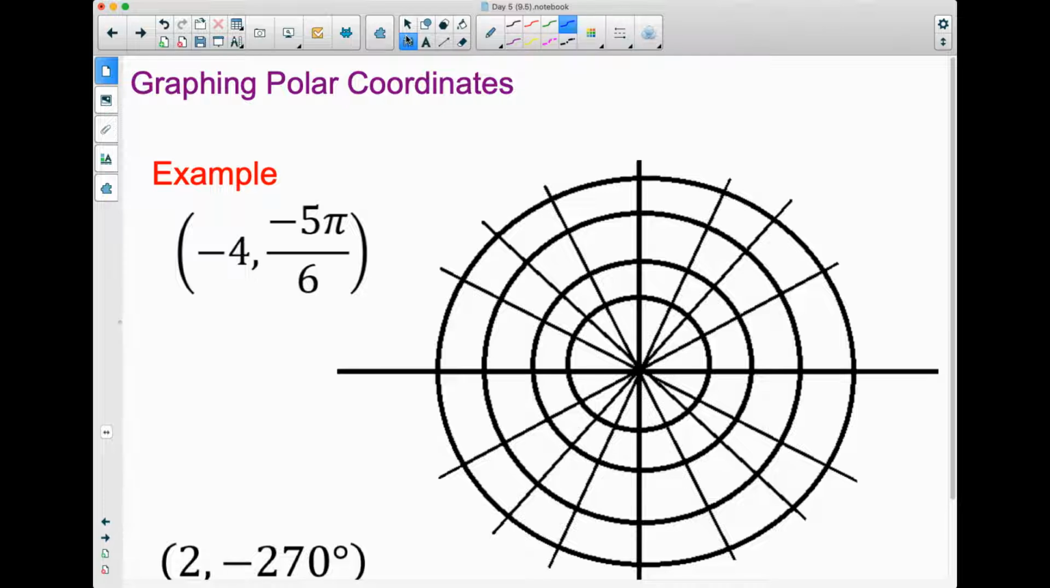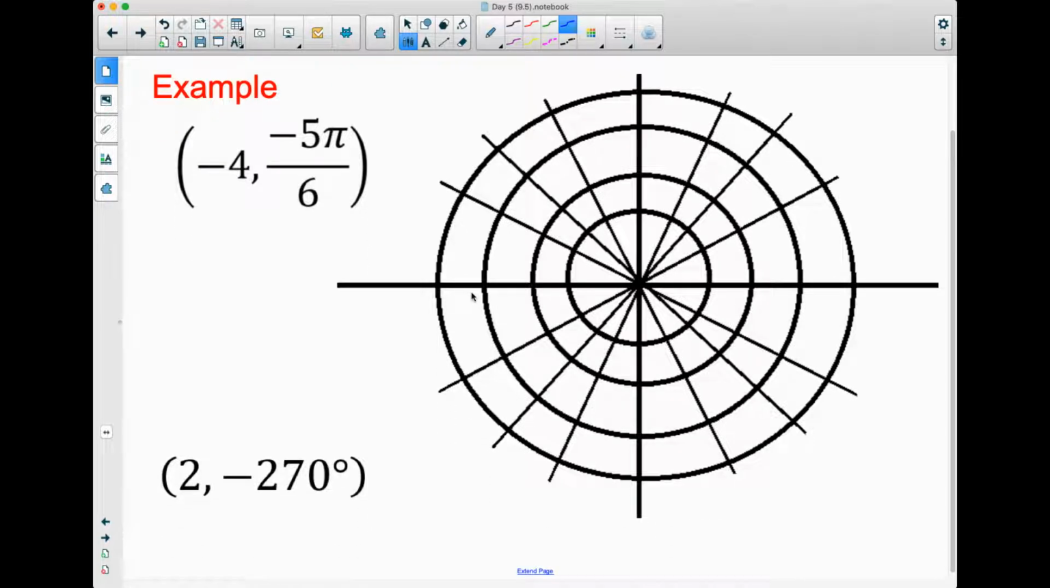So let's look at this example. So -4 is our radius, -5 pi over 6. So I'm going to go backwards, -5 pi over 6. So 1/6, 2/6, 3/6, 4/6, 5/6. And then I'm going to go backwards, 1, 2, 3, 4. Okay. That's how you handle a negative radius.